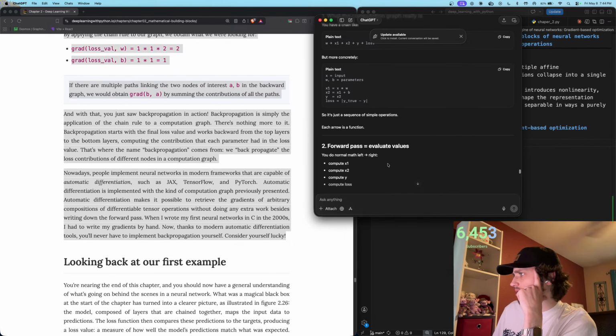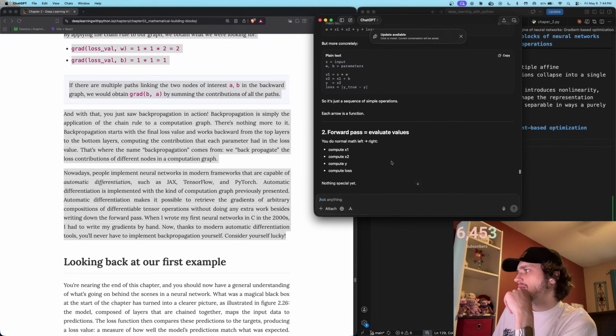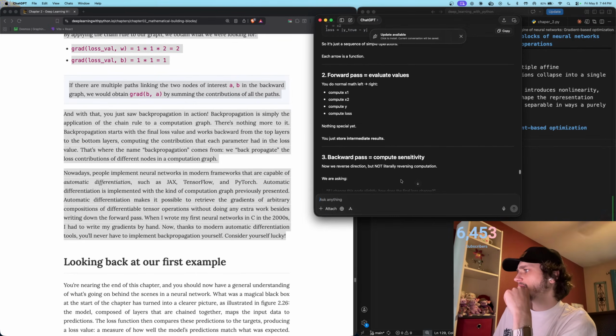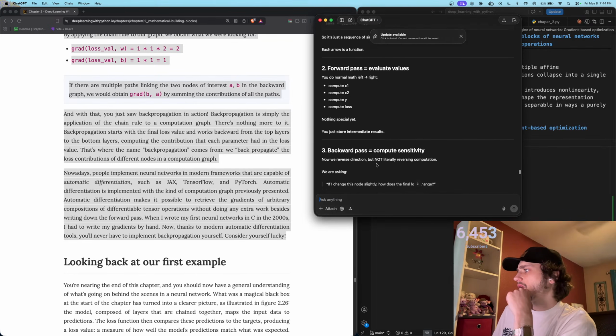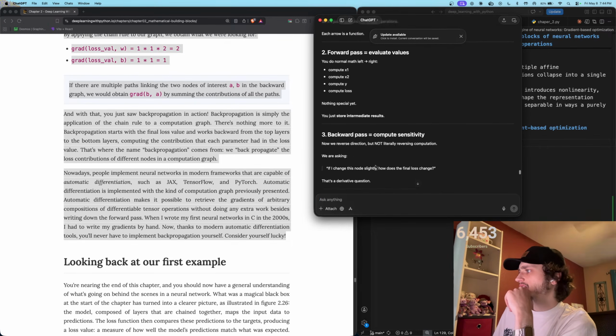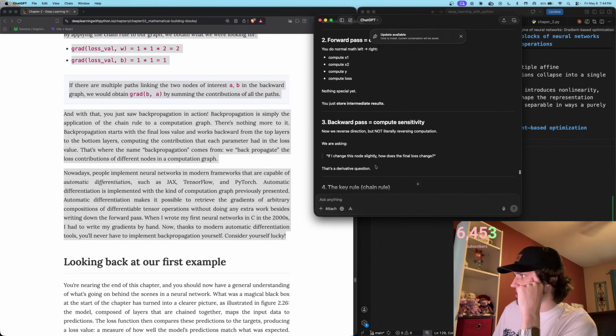Forward pass evaluates values. You normally do math left to right. Compute x1, compute x2, compute y, compute loss. Nothing special yet. You just store intermediate results. In the backward pass, you compute sensitivity. Now we reverse the direction, but not literally reversing computation. We are asking, if I change this node slightly, how does that change the final loss?